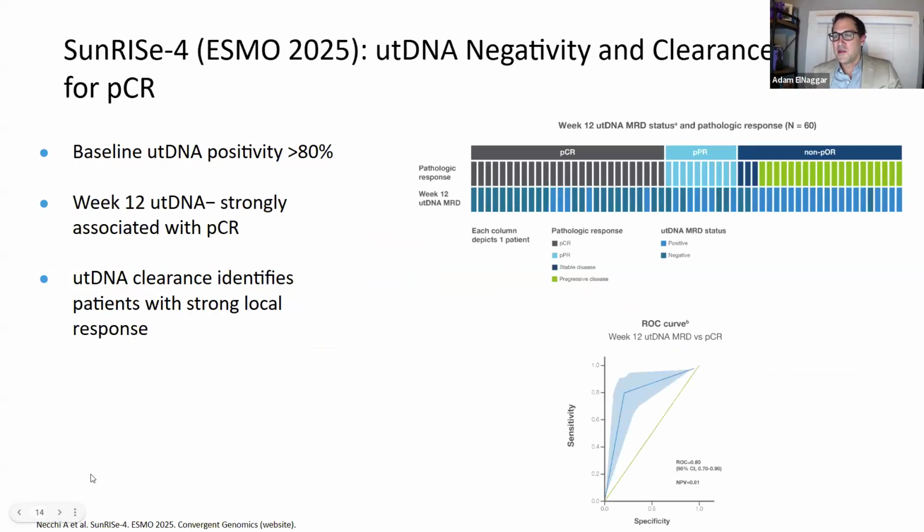And I think you've already alluded to it just earlier about Sunrise. Yeah, so we saw at ESMO for the first time in a clinical trial, Sunrise 4, that urine tumor DNA negativity and clearance enriched for PCR in these MIBC patients. And at week 12, we saw that the urine tumor DNA is strongly associated with PCR, and the baseline positivity was over 80%, which is pretty good.